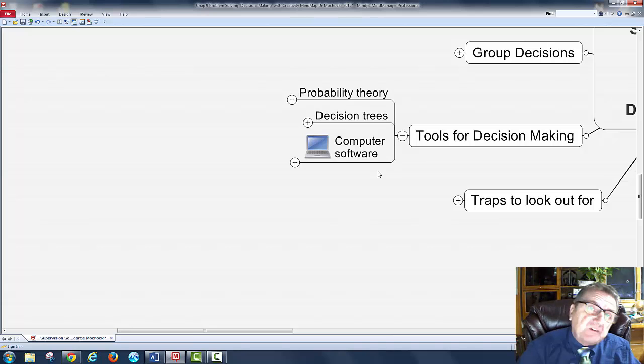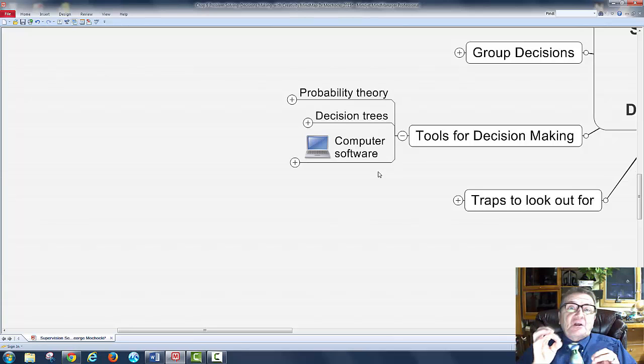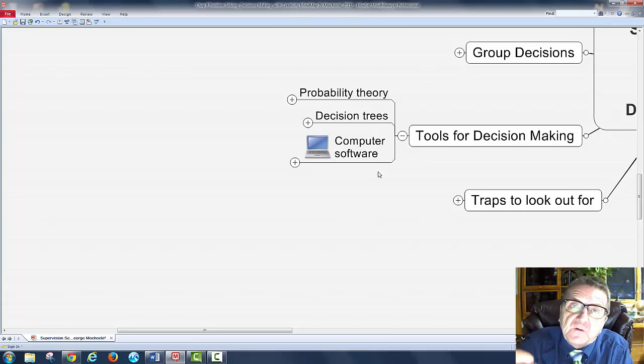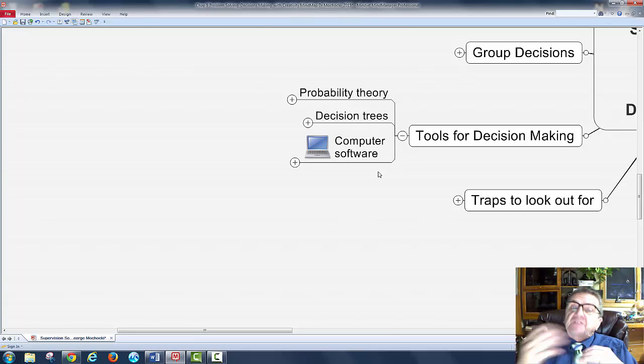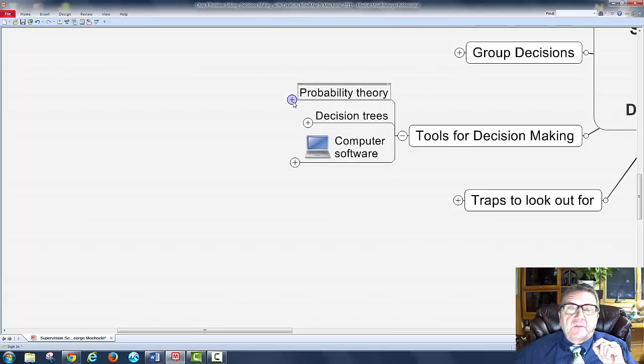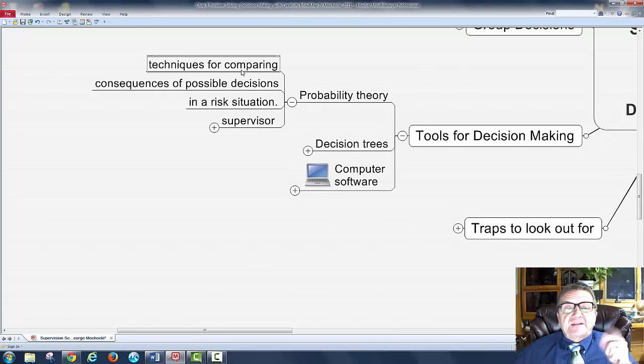But they may say there's a 30% chance of rain. 30%, let's go on a picnic. But you still could get caught. You see the probability, the odds are in your favor at a higher probability of success or a higher probability of failure. So you have to be able to use probability theory, techniques for comparing the consequences of possible decisions in a risk situation.